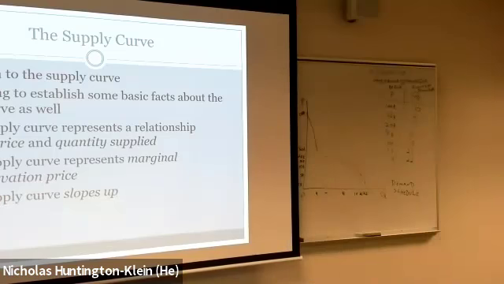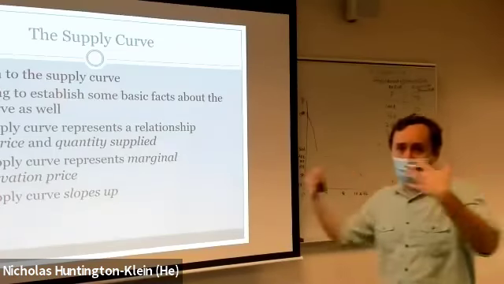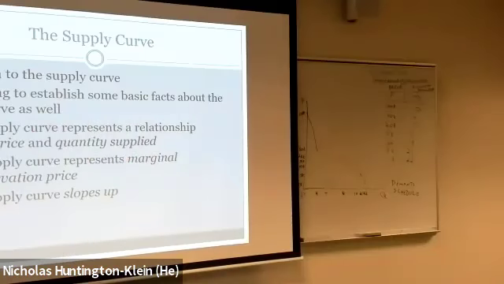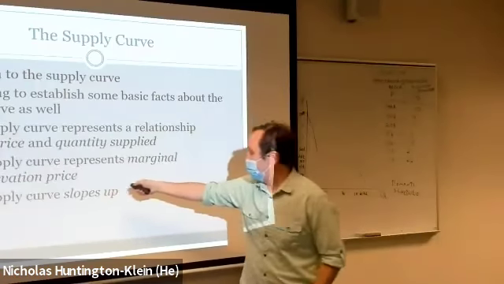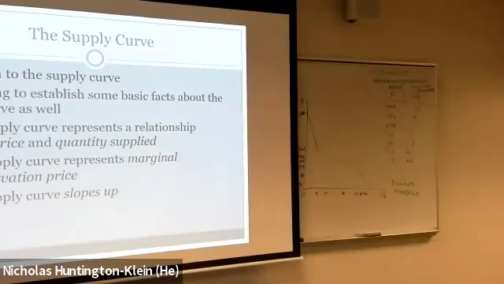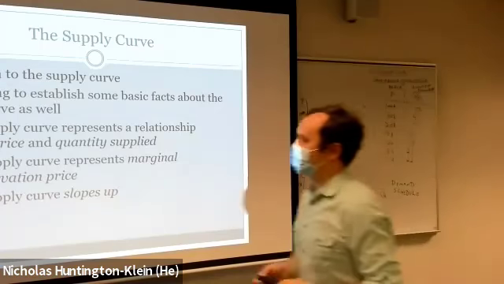Just like on the demand side, this is talking about how many people would provide this at a given price. They don't necessarily have to be actively doing it. So if you'd start driving for Uber at $300 an hour, then you are in the supply side market for Uber drivers, even if you don't currently do that thing. All right, the supply curve represents marginal cost or reservation price in the exact same way that the demand curve represents marginal benefit. And finally, the supply curve slopes up.